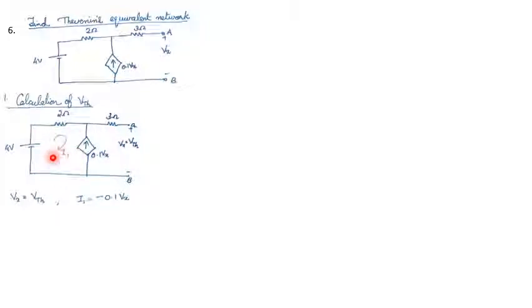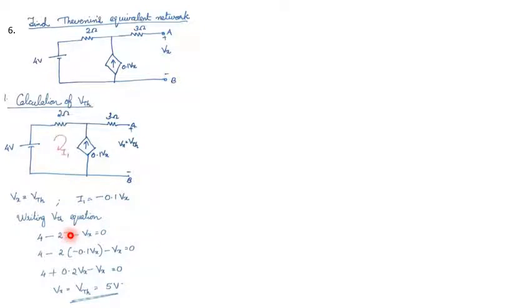I1 in downward direction, 0.1 Vx in upward direction. So we can write I1 is equal to minus 0.1 into Vx. Now writing KVL equation for this outer loop, we can write the equation as 4 minus 2 I1 minus Vx is equal to 0. So we will get the equation like this. And I1 is minus 0.1 into Vx. Substitute the value for I1. Upon solving, we will get VTH is equal to 5 volt.